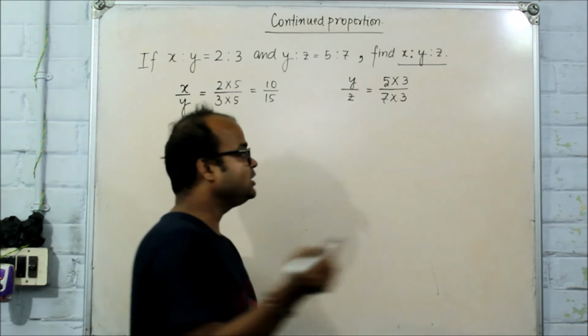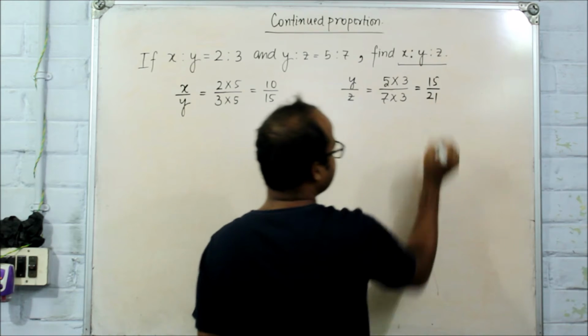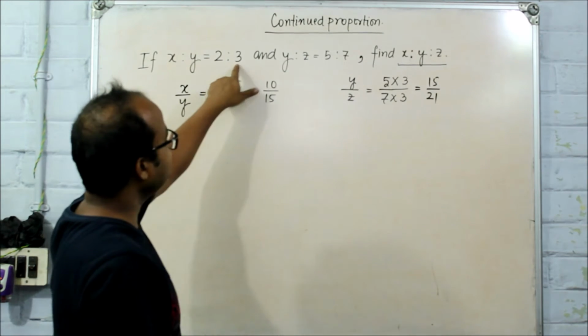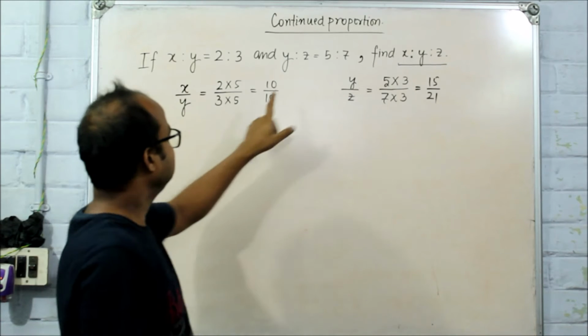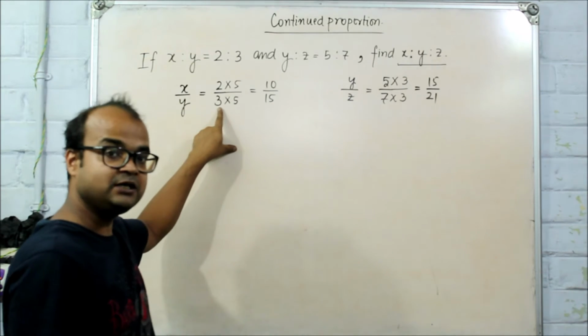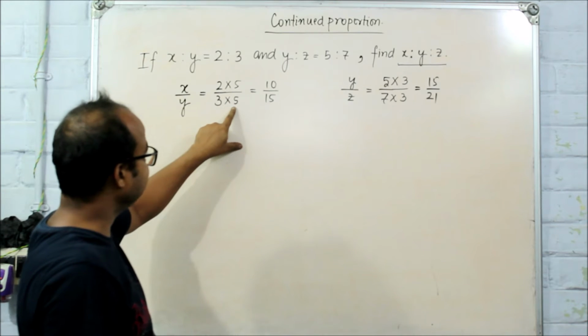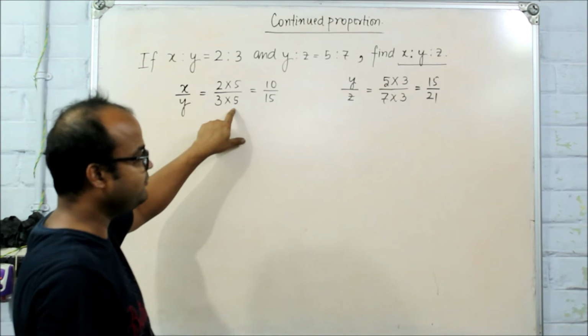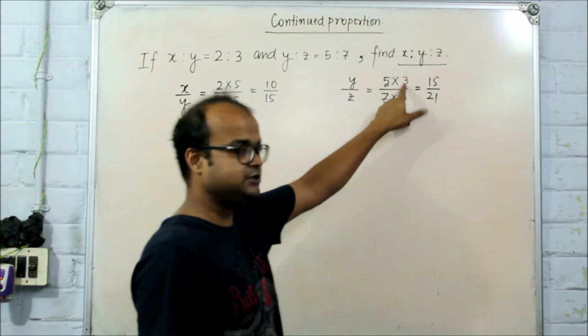Or even in the other way, so let me first finish. Now see here 3 and 5. What is the LCM of 3 and 5? 15. So you need to make y equal to 15. To convert it to 15, here we need to multiply by 5. And to convert it into 15, here we need to multiply with 3.